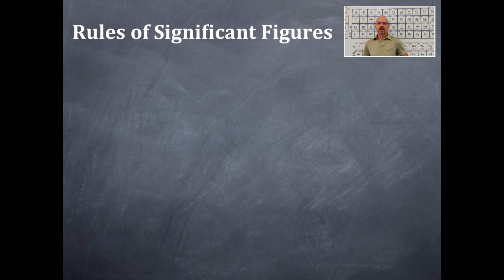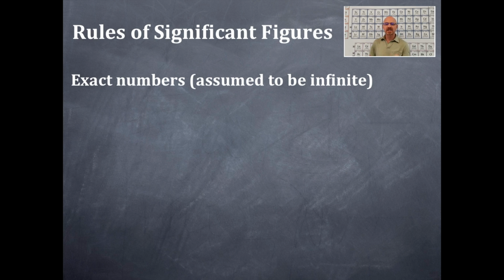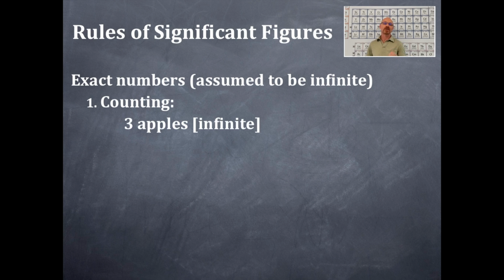All right. Exact numbers are assumed to have an infinite number of significant figures. I'm going to give you 2 examples here. One is counting. If you were to go to the grocery store and say, hey, can you pick out 3 apples? 3 apples is counting. 1, 2, 3. The number 3 has an infinite number of significant figures. It is not a measurement. That's where the difference is.